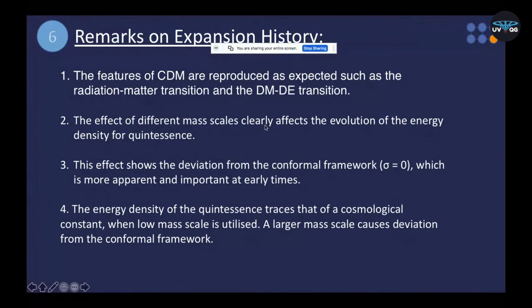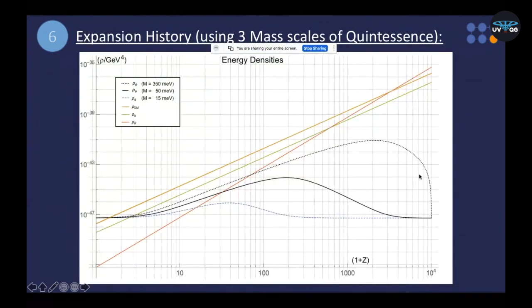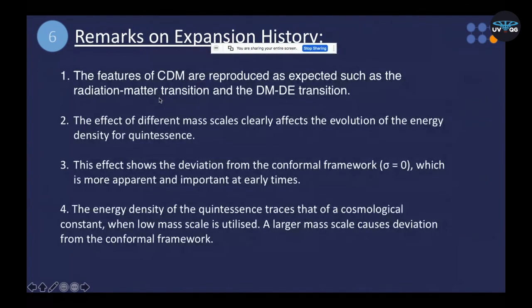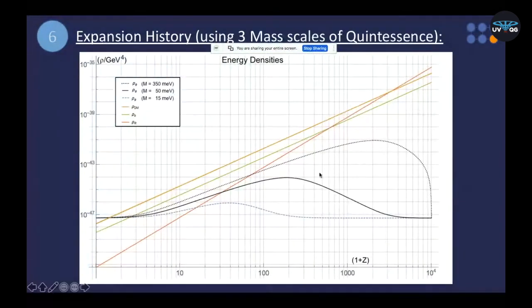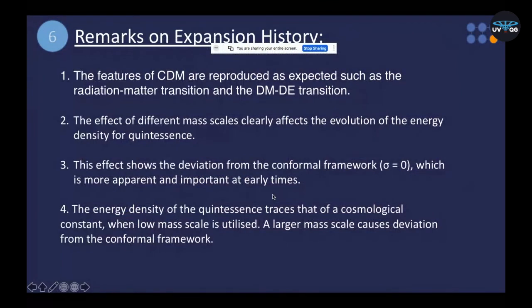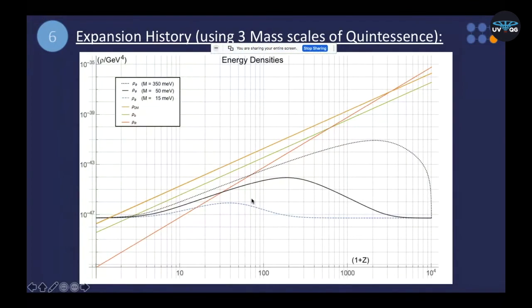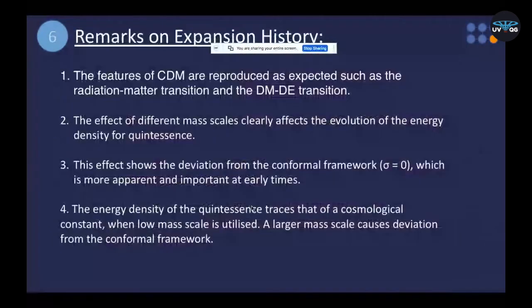What we see is that the different mass scales clearly affect the evolution of the energy density for the quintessence. Here, these ones are for different mass scales, 350, 50, and 15. We also see that deviation from the conformal framework is more apparent in the early universe. The energy density of the quintessence traces that of a cosmological constant when a low mass scale is utilized. Basically, as we drop the mass scale used, it tends to be almost like a constant. And a larger mass causes deviation from the conformal framework.